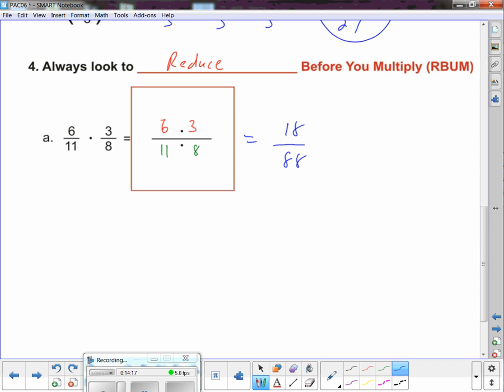Semi-bums say, I wonder if it reduces. Let me see if it reduces. Let me factor the 18 into 3 times 6 and the 88 into 8 times 11. What did I just do? I just went right back to where I was. How stupid is that? Why would I multiply and then unmultiply to reduce? Does that make any sense? It's stupid.